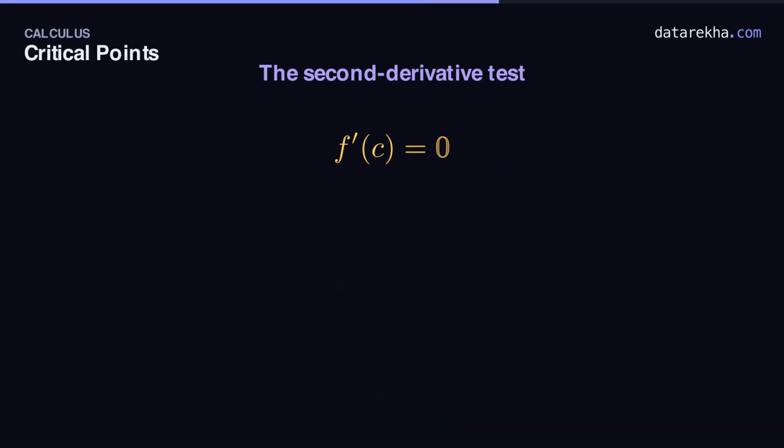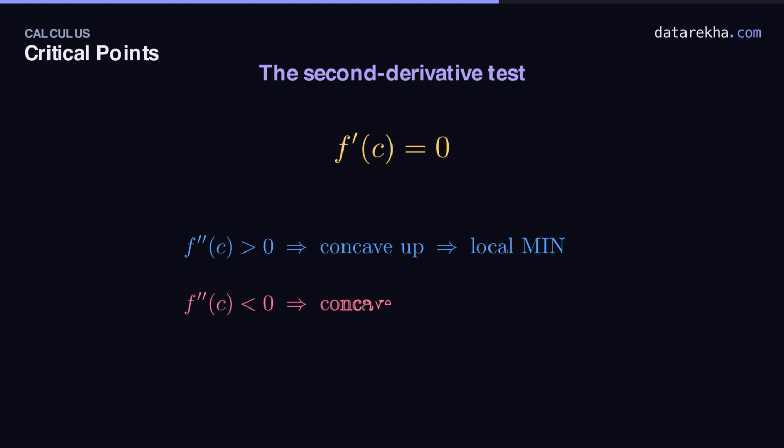Concavity gives a second, often faster way to classify a critical point. The second derivative test. Suppose you found a stationary point, where the first derivative is 0. Just check the concavity there. If the second derivative there is positive, the curve is a bowl, a local minimum, sitting at the bottom of an upward curl. If the second derivative is negative, the curve is a dome there, a local maximum, sitting at the top of a downward curl.